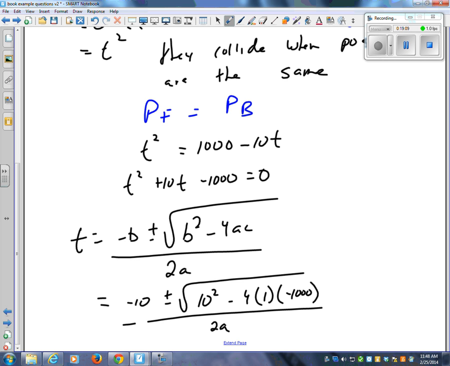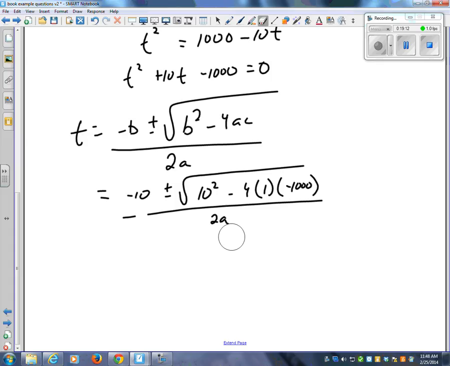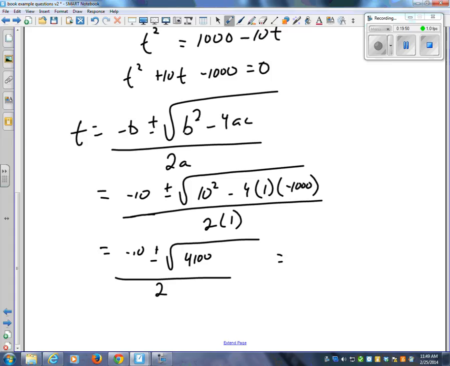Am I going too fast? No? 2a should be just 2, 2 times 1. Negative 10. B is the number in front of t. 10 squared plus 4,000. A is the number in front of t squared, which is 1. So that's going to be 4,100 all over 2.